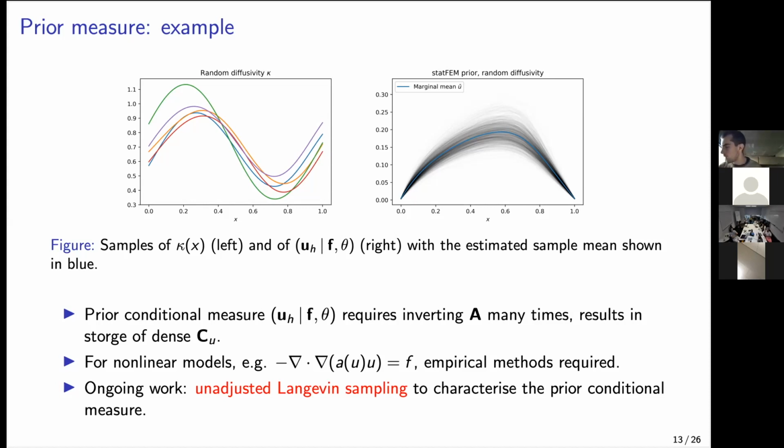Now there are some notes on this general procedure. The first is that the prior conditional measure requires inverting A, our stiffness matrix, many times, so it's quite an expensive computational procedure. For nonlinear models, this is not available in closed form. Our prior is in general not Gaussian, and we can't write out these equations nicely, so we need to use some empirical methods to figure out what it looks like. Some ongoing work of myself and my collaborators is looking at sampling methods, specifically gradient-based sampling methods, to characterize this prior conditional measure and integrate over kappa. What we're looking at are unadjusted Langevin samplers, unadjusted meaning no Metropolis correction, looking at just simple gradient flows to see if they can characterize our prior conditional measure.